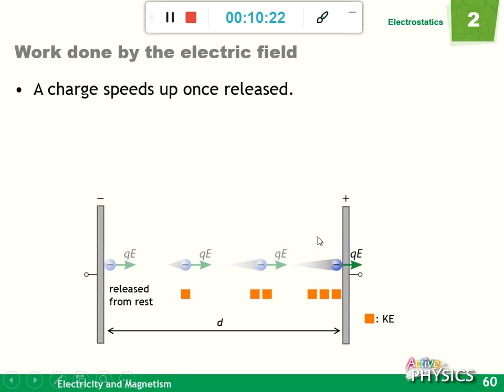Okay, next one. Next one will be the work done by the electric field.